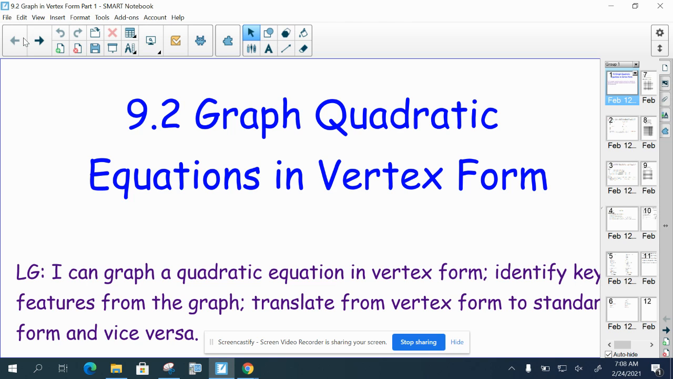Hello everyone, this is lesson 9.2, graphing quadratic equations in vertex form. So today you're going to learn more about the new type of quadratic equation, vertex form. Previously we did standard form, that was ax squared plus bx plus c.